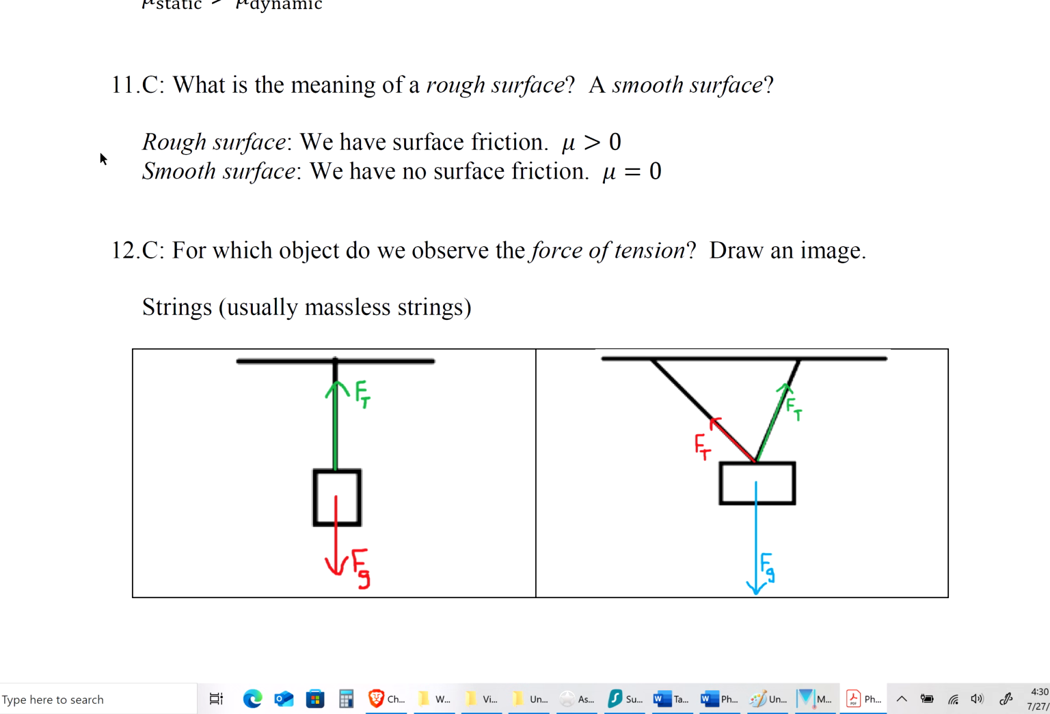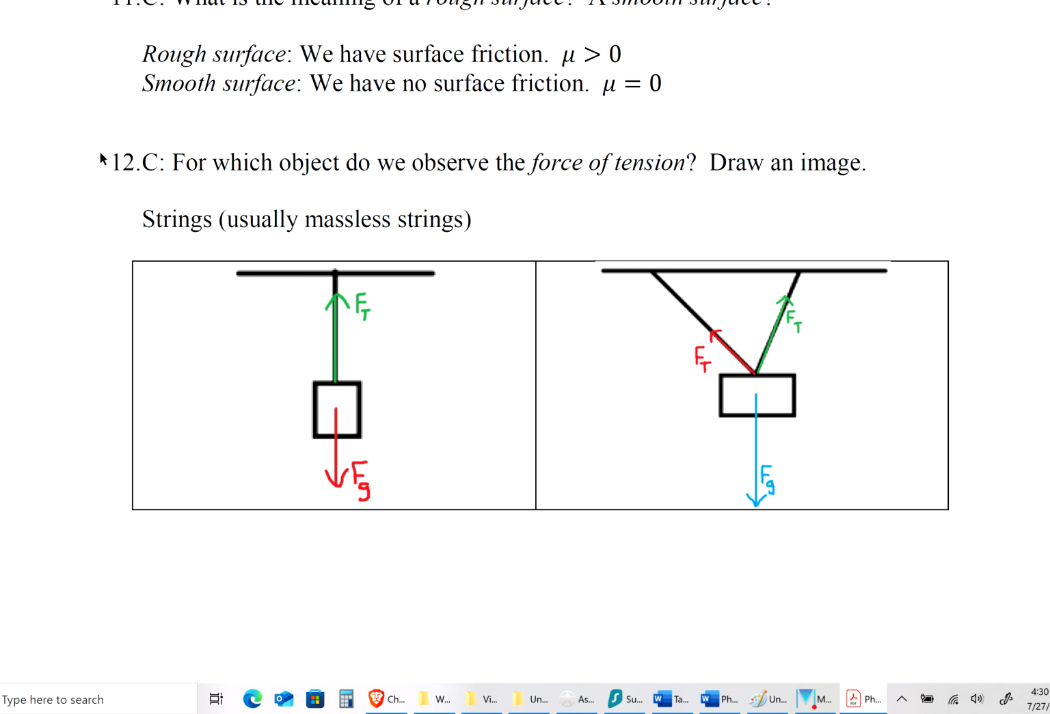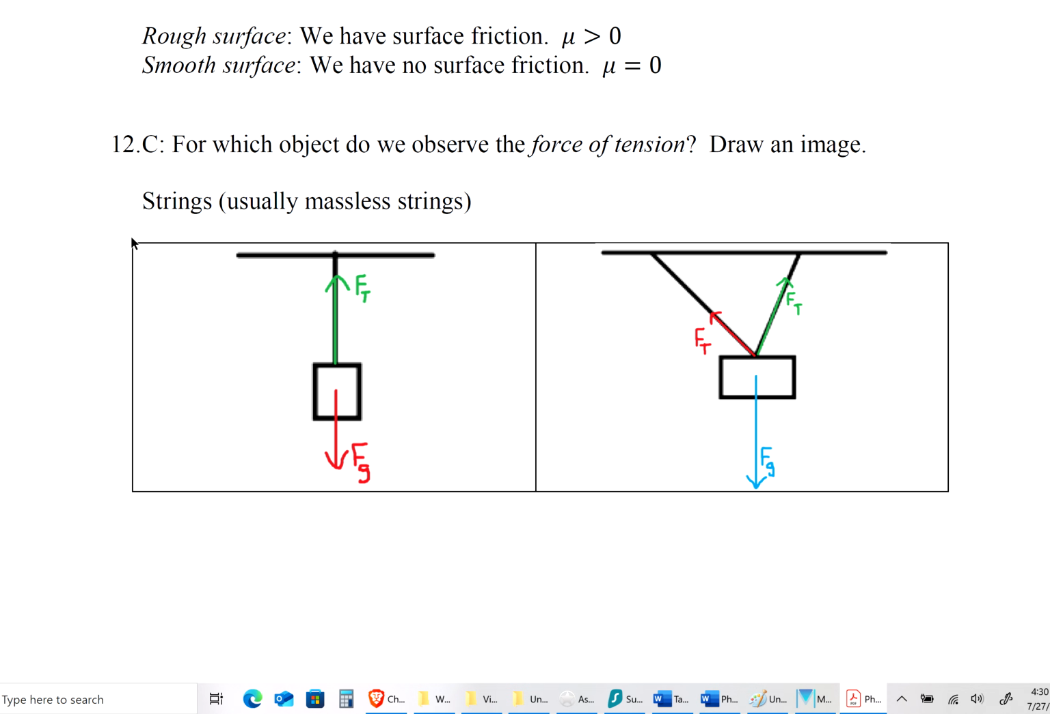Question 12. For which object do we observe the force of tension? Draw an image. These are strings, usually massless strings. So you can see the force of tension is in the same direction as that string. It's holding the object up.